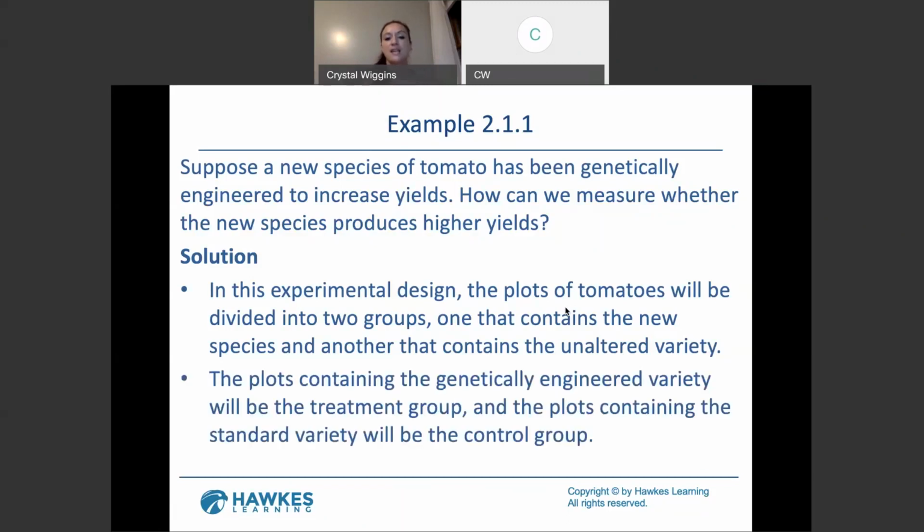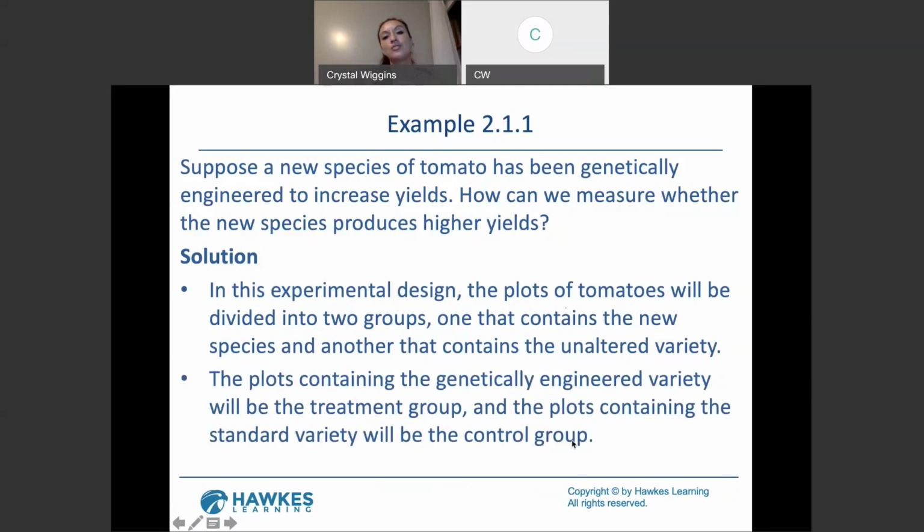The plots containing the genetically engineered variety will be the treatment group, while the plots that contain the already known variety will be the control group. So that's a really important concept, control group.